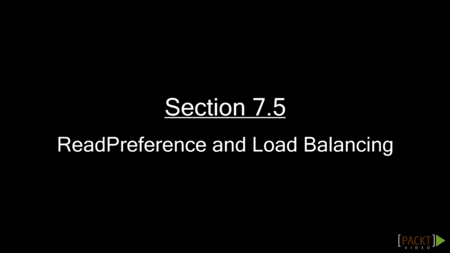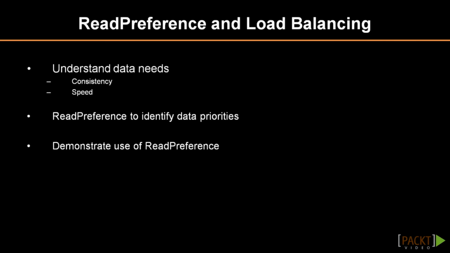This video looks at read preference, which makes it possible for MongoDB to distribute query load between nodes in sophisticated ways. Proper use of read preference requires understanding consistency and speed needs in order to identify data priorities. A demonstration of read preference is then given. This section makes use of PHP and Python to show read preference functionality. Additional details about using those languages with MongoDB are available in Section 6, videos 4 and 5.